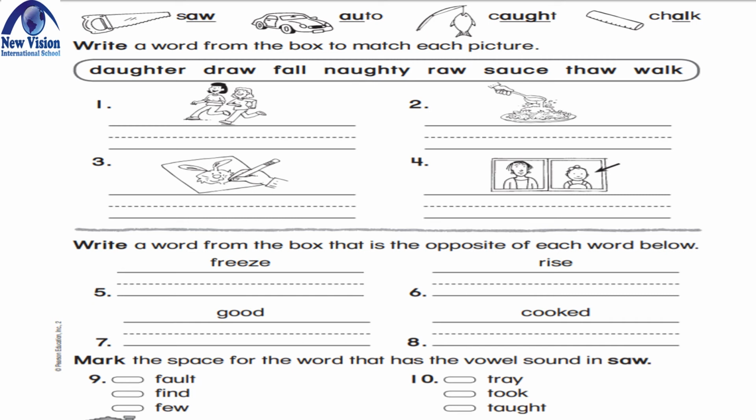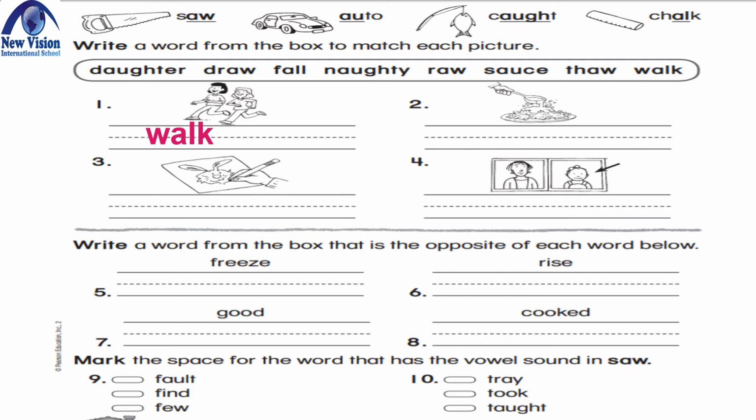Now, write a word from the box to match each picture. Let's read the words in the box together. Daughter, draw, fall, naughty, roll, sauce, thaw. Walk. Okay, my dear students, the first picture we have is two girls who are walking. So the first word that we will write is walk.